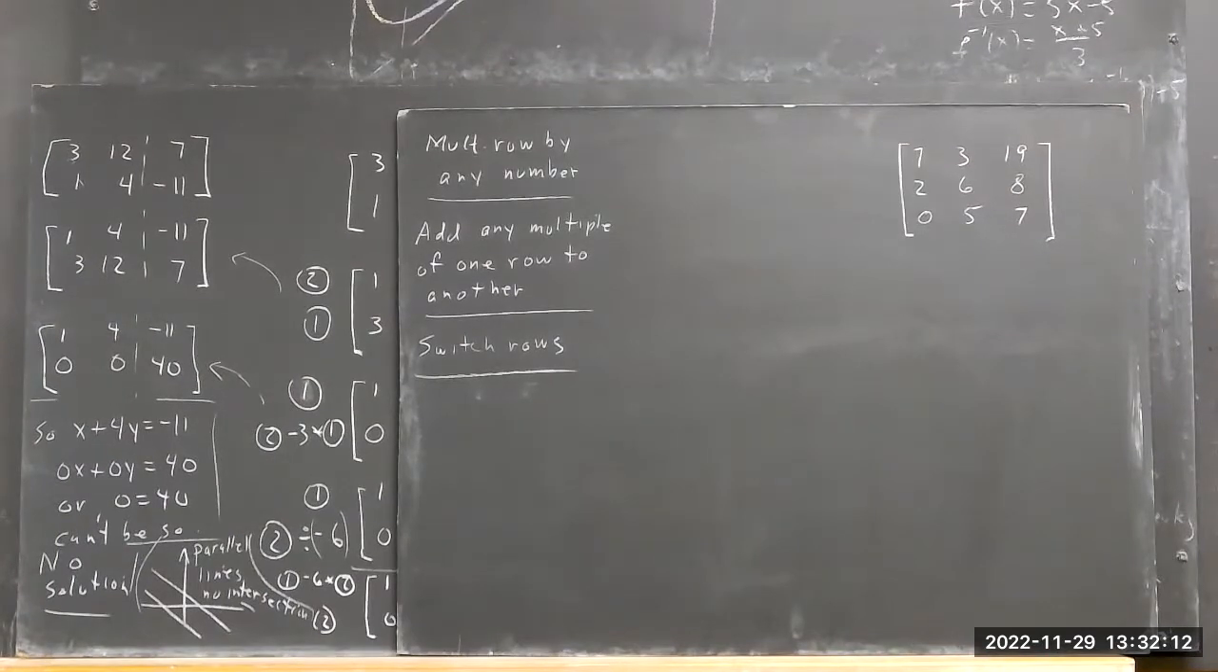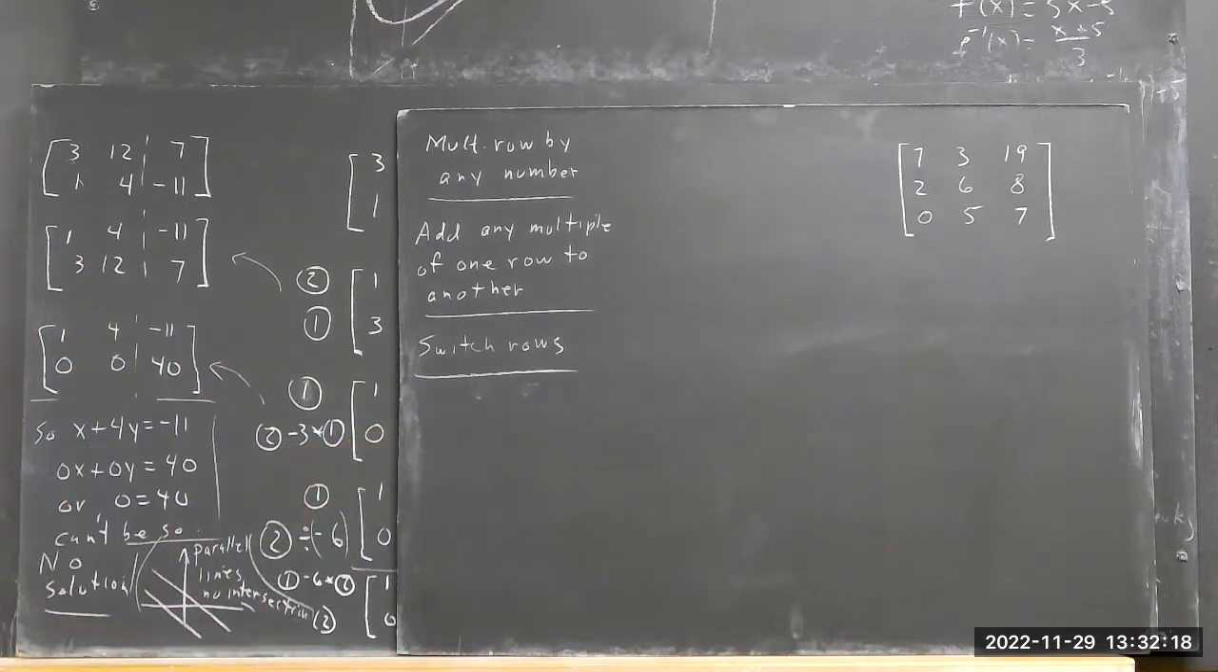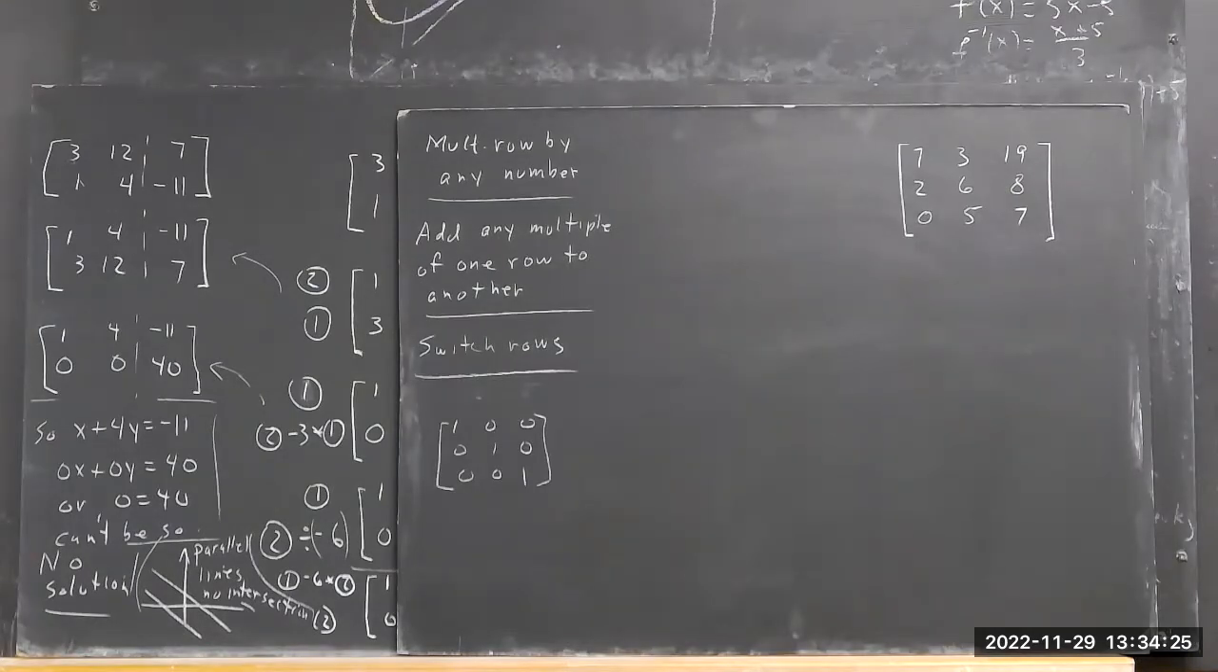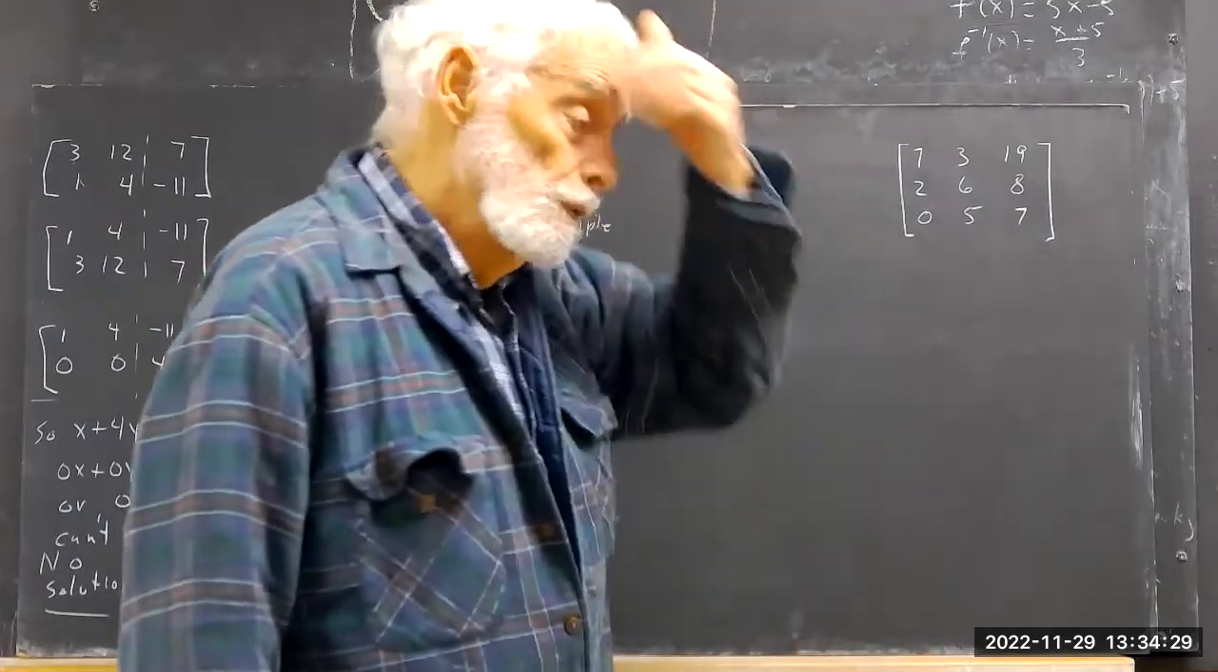Now let's talk about this a little bit. You see any way we might want to change the order of the rows to make the numbers a little simpler? Okay, so here's my matrix.